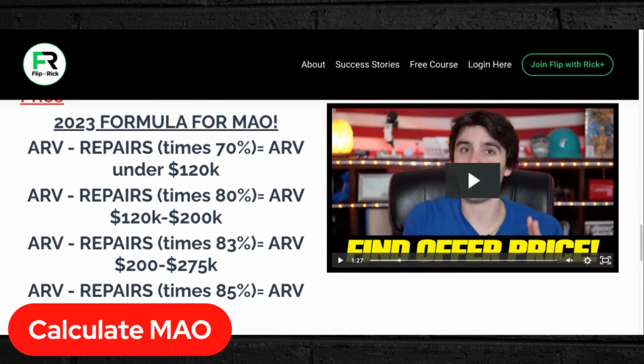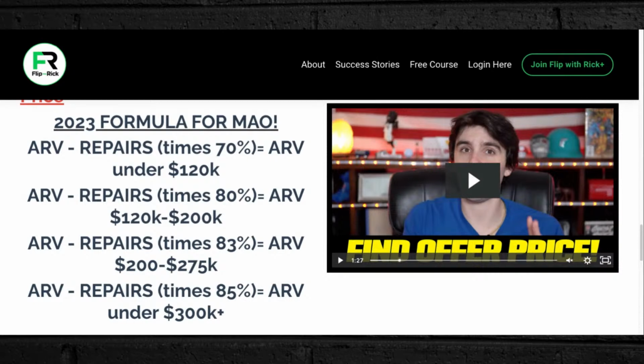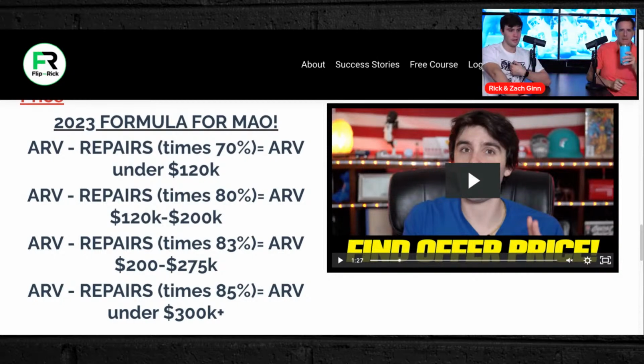Let's get rid of this part right here. And so this is it: ARV minus repairs. If a house has an ARV below 120 grand, Memphis, Macon, Georgia, yes, it is about ARV minus repairs multiplied by 70%. That is exactly to a T what the property's MAO is, what a buyer is willing to pay for it. Simple, easy, as simple as that, right?